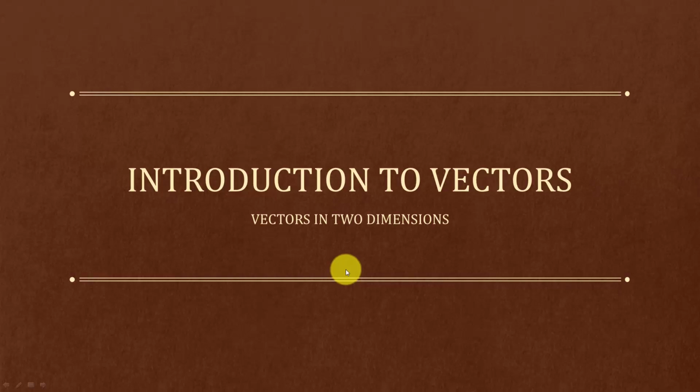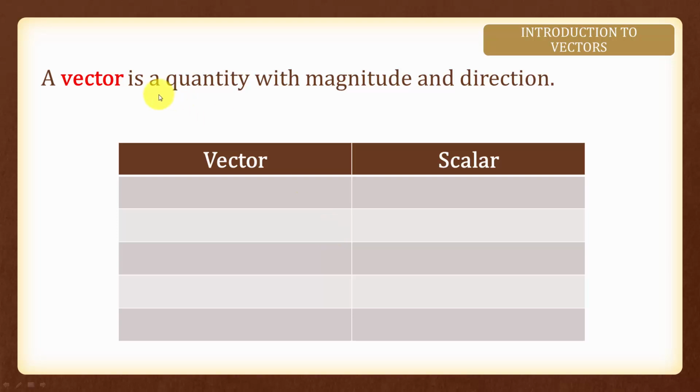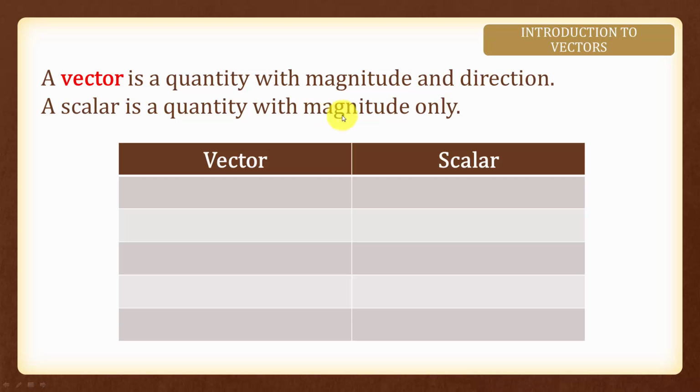In this topic, we are going to look at an introduction to vectors. A vector is a quantity with magnitude and direction, while a scalar is a quantity with only magnitude. An example of a vector is velocity, while an example of a scalar is speed.